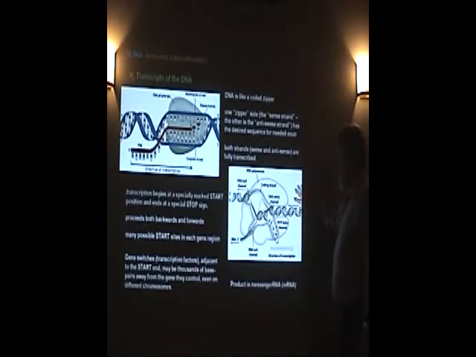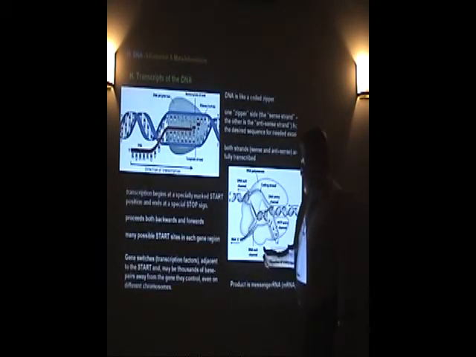This is the RNA polymerase, in which the DNA comes through, kind of splits apart, and you have the RNA coming out of the one side as the DNA is being transcribed. Gene switches, transcription factors, adjacent to the start end, may be thousands of base pairs away from the gene they control, even on different chromosomes. That's kind of, wow. The product is messenger RNA.